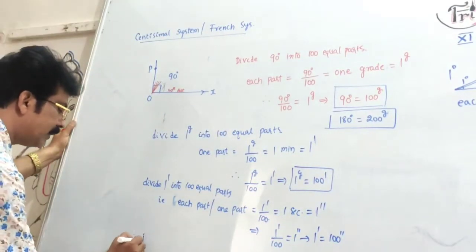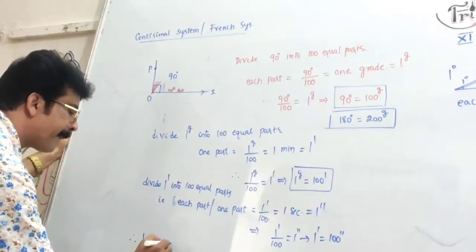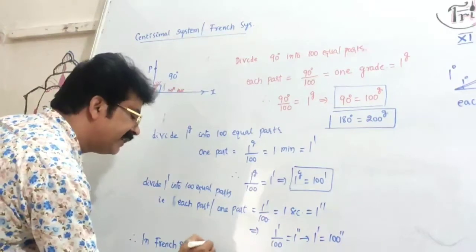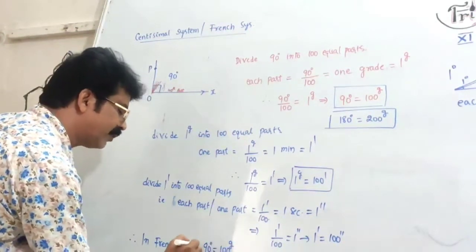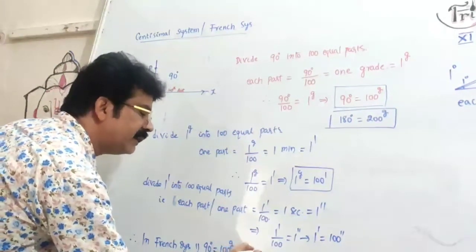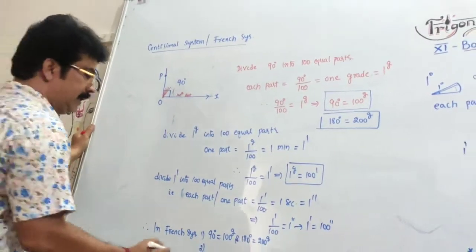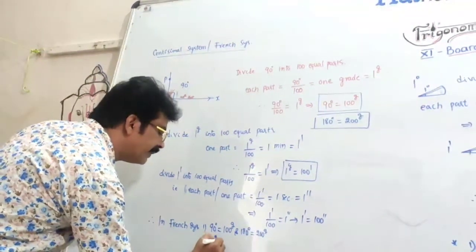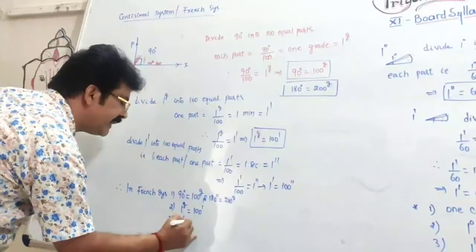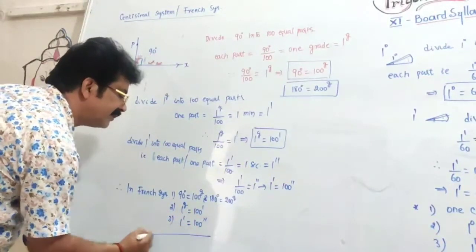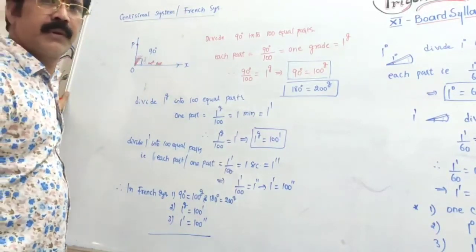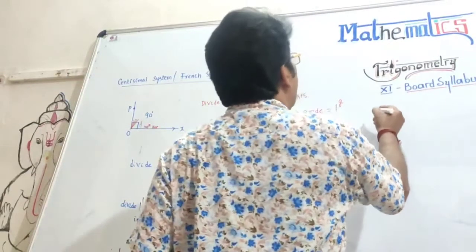So therefore in the French system, first point, 90 degrees equals 100 grades. Second point, 180 degrees equals 200 grades. Later, 1 grade equals 100 minutes. Another point, 1 minute equals 100 seconds. This is called the centesimal system or French system. Next system, circular system.